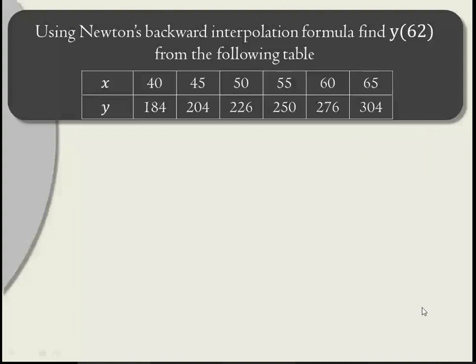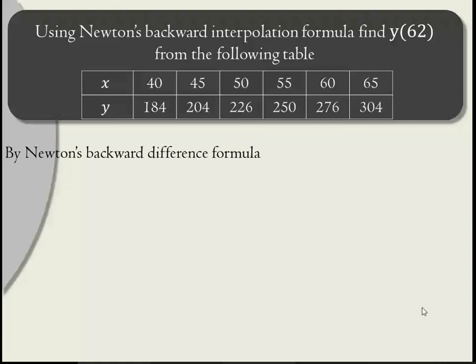Using Newton's backward interpolation formula, find y at 62 from the following table. Values of x are 40, 45, 50, 55, 60, 65, and the values of y are 184, 204, 226, 250, 276, and 304. Okay. So again, first write down what is the backward interpolation formula.